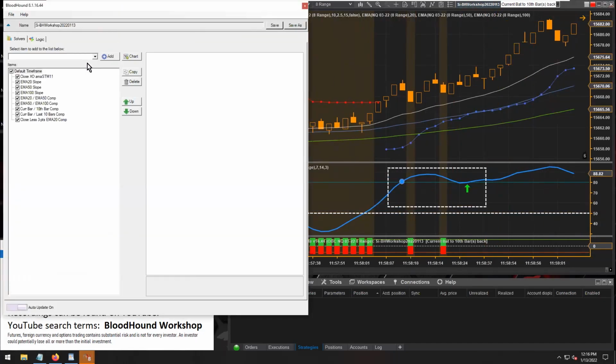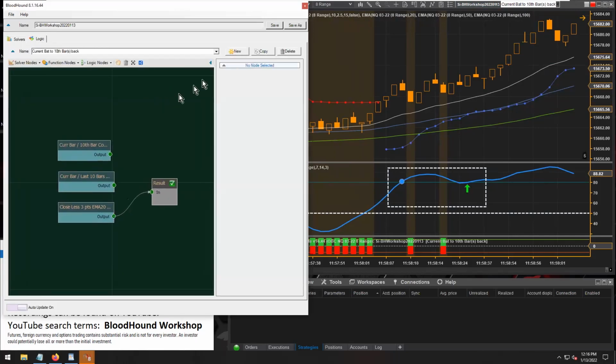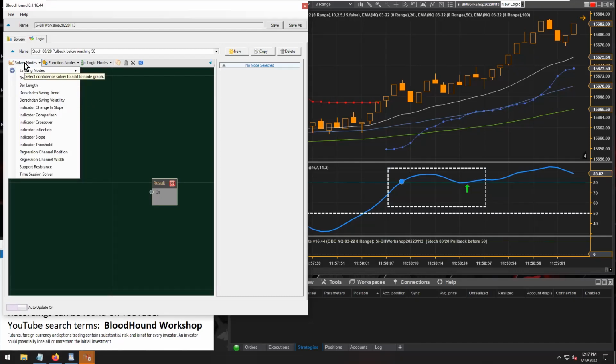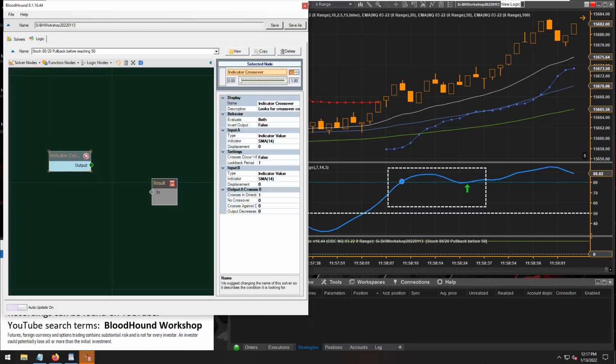Okay, let's get BloodHound open, and let's start a new logic template. Okay, so there's some kind of a name here. So if we're looking for a stochastics 80-20 cross, and then a pullback before the pullback reaches 50. All right, so the first requirement is we need that stochastics to cross 80 or 20. So we're going to need a couple of crossover solvers.